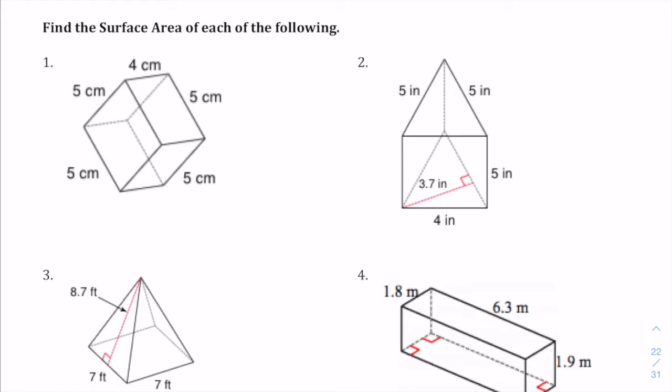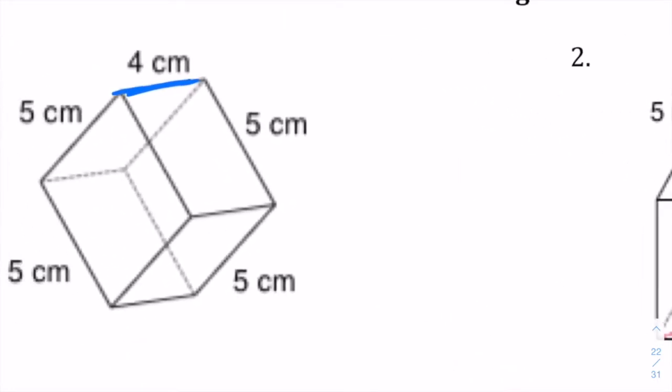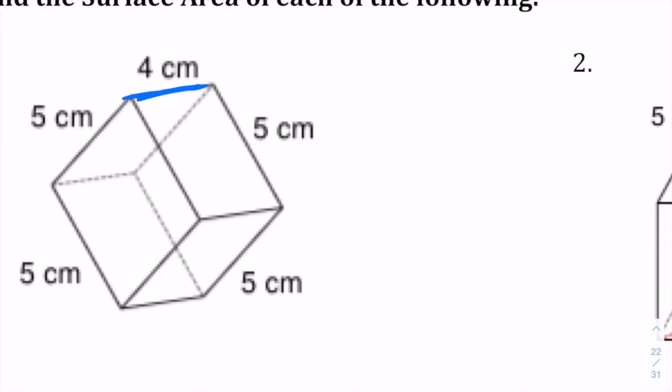In this lesson, we're going to be talking about finding the surface area of rectangular prisms. So, number one on this worksheet shows us a rectangular prism. It almost looks like a cube, but it's not quite. We can tell because this one measurement is 4, not 5, so they're not all 5 all the way around. So, best to perhaps use the formula given to us on the formula sheet.